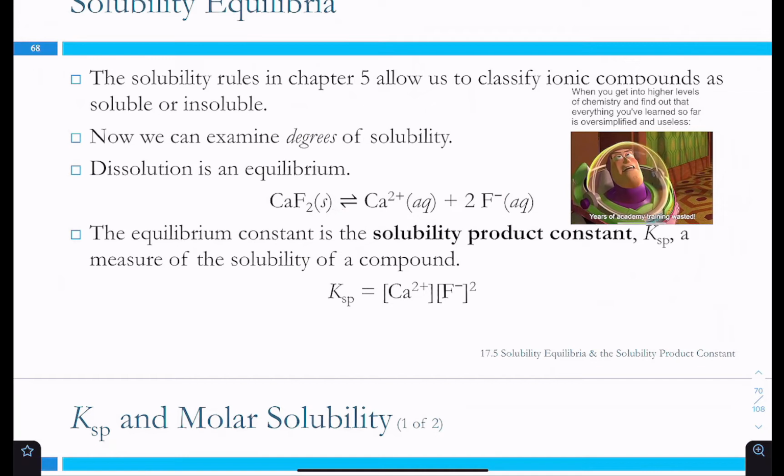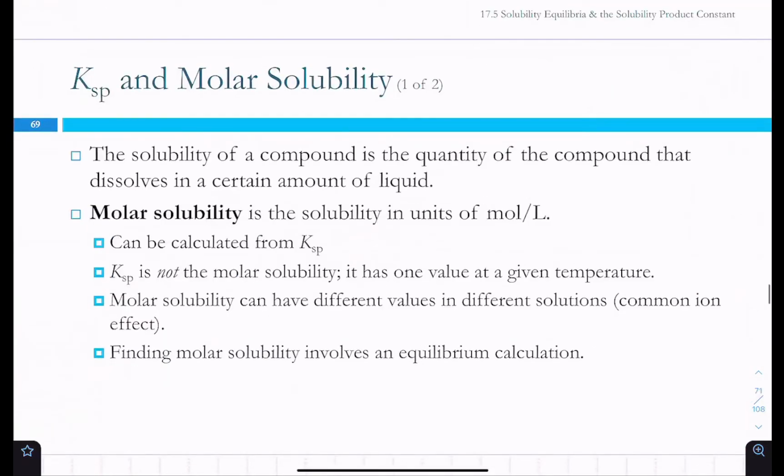Sometimes it's more useful to think about not this KSP value, but instead how many ions it's actually going to produce when you add a certain amount to water. So that's what molar solubility is. When you add a solid into a solution, what is the concentration of the ions produced? All of the ions together. We'll see specific examples where that's especially useful.